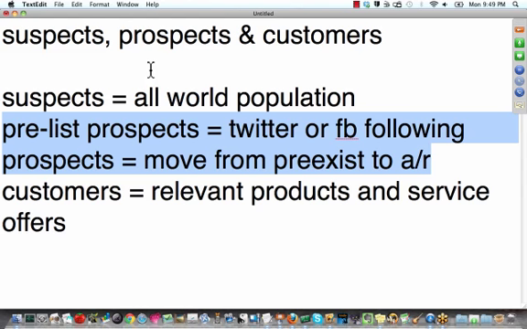That doesn't mean they will all follow you back, but the statistics show a lot of people will follow you back just because it's sort of common rules of the road courtesy, if you will. It just happens a lot. I don't know why, but it's just part of the system. So now they're in your pre-list of prospects.